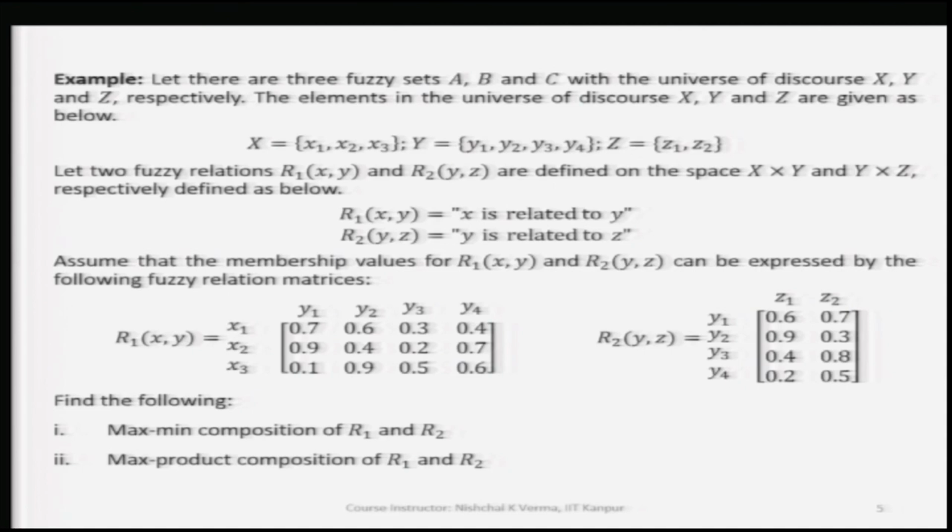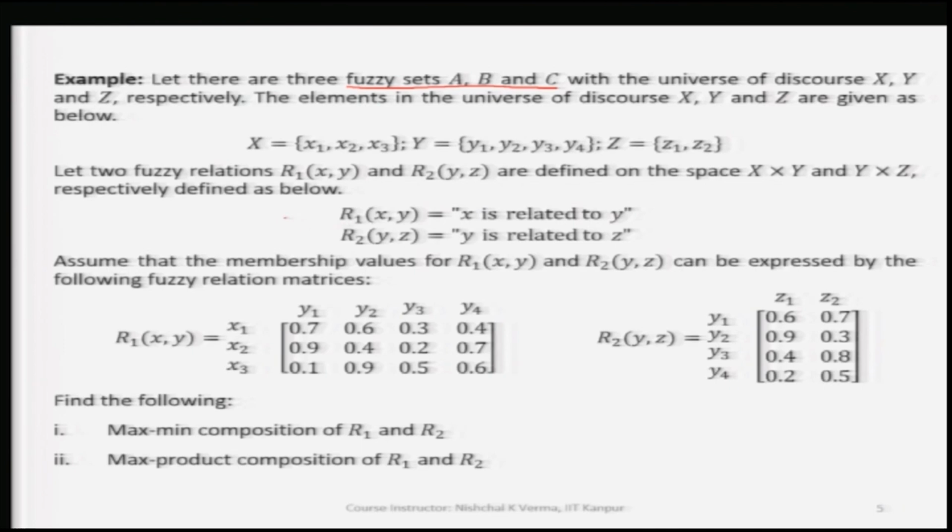So, here we have 3 fuzzy sets, and from these 3 fuzzy sets we will be developing the fuzzy relation sets. These fuzzy sets A, B and C are defined in different universes of discourse. Fuzzy set A is defined in the universe of discourse capital X, B is defined in the universe of discourse Y, and C is defined in the universe of discourse Z.